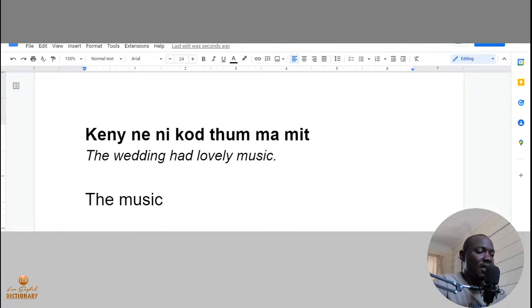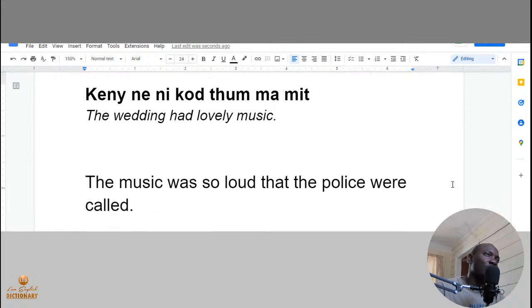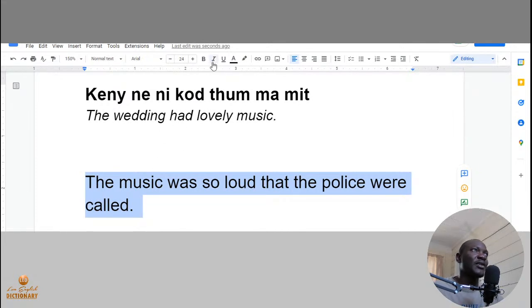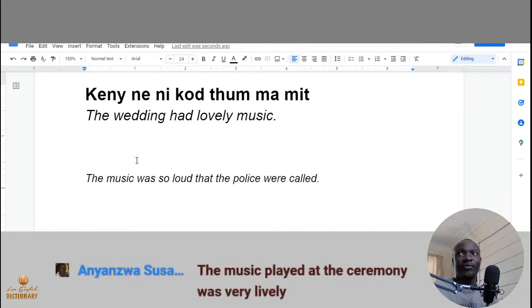The music was so loud that the police were summoned, were called. The music was so loud that the police were called. Now, how can you translate that?